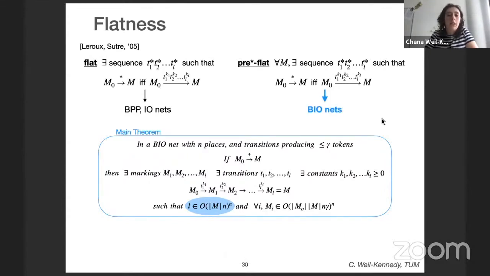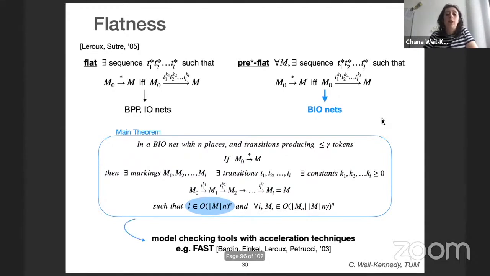And why is it interesting to have this pre-star flatness? Well, it's interesting because there are existing analysis tools for systems that are flat, but also what is called post-star flat, but which could be made into pre-star flat. For example, FAST or LASH or CHEX. And so because of this, we can use these tools on bionets.